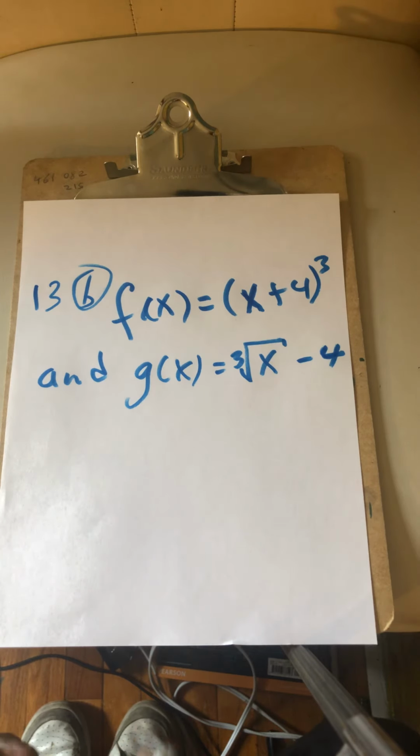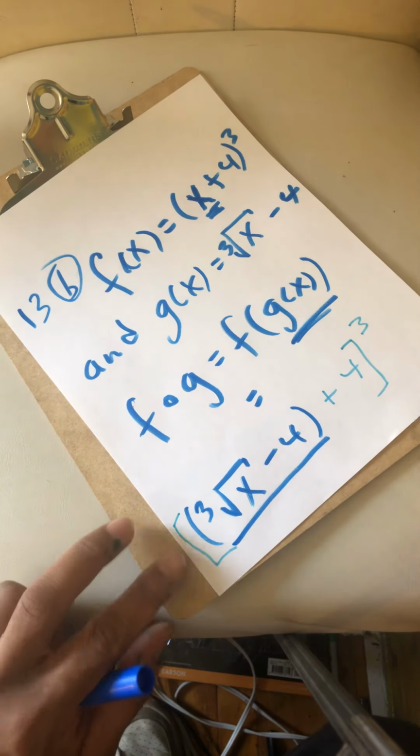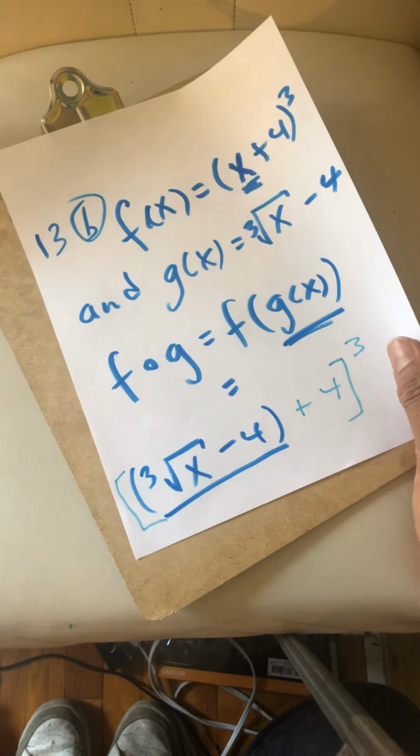So wherever you see x, you're going to replace it with the cube root of x, that's one thing, minus 4. So you put in the difference of the cube root of x and 4 wherever you see x. But don't forget, you're also adding 4. And after all that process, now you're cubing. Well, if you're adding two things, you really don't need parentheses, right? So you can strip away the parentheses.